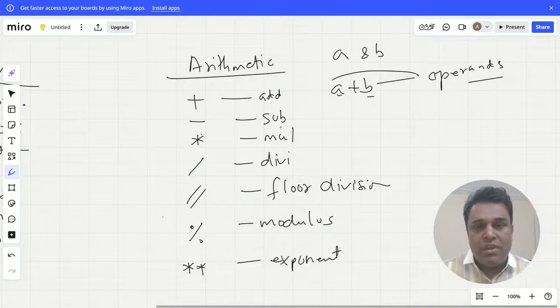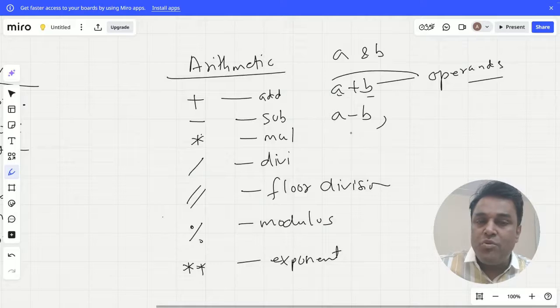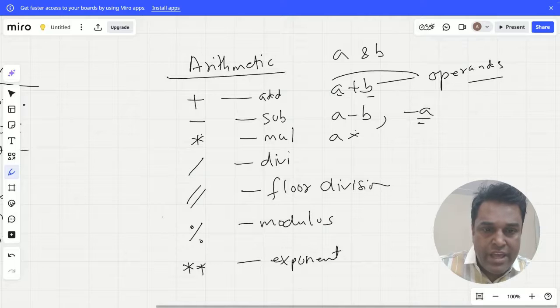Similarly, minus, we can have a minus b. Also, there is a unary operator. We can have minus a as well. This can be done, right? You can use it this way also. For multiplication, we need two operands. So a star b. That is multiplication. So a and b will be multiplied. Similarly, we have division, a slash b, it will be divided.